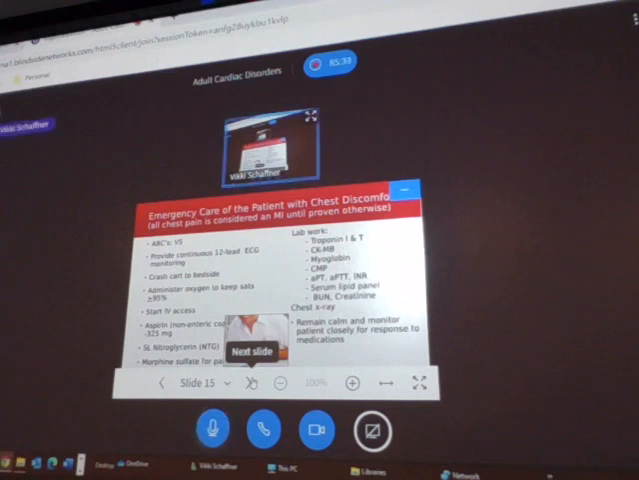Okay, you want to keep the sats above 95%, so you will titrate the oxygen as needed. A nurse will start the IV so there can be access, in case you need to administer some medications intravenously.